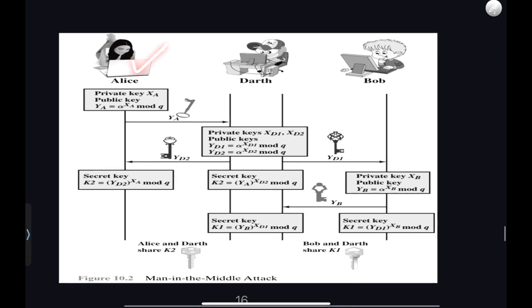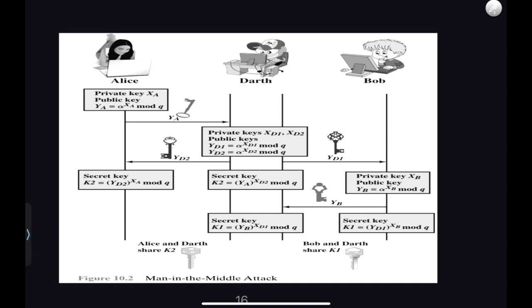So Alice knows, Bob also knows the prime number and alpha value. Even Dart will know the prime number and alpha value, okay, because they are shared in the public domain. So here Alice will generate the public key and private key. Bob will also generate the public key and private key. So Bob will have its public key, private key pair, and Alice will have its public key and private key pair.